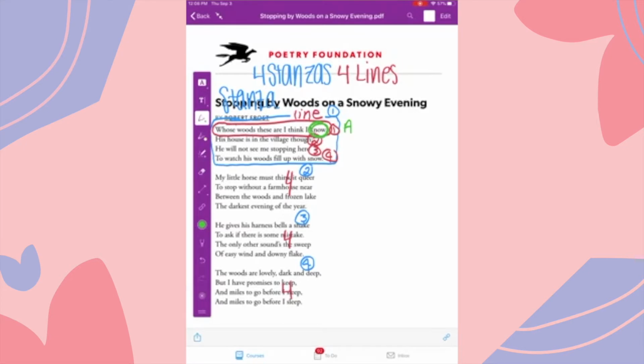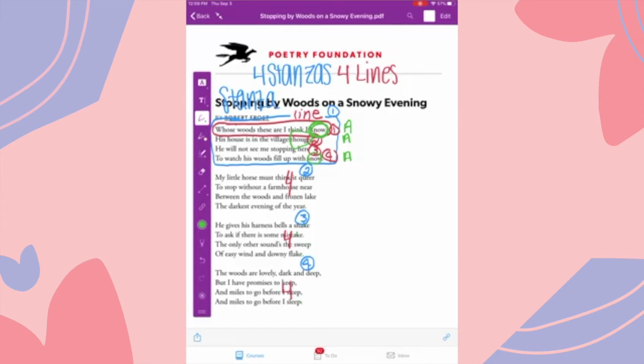So we're looking for words that rhyme with no. No, though, yes, that'll be an A. No, here, well that doesn't rhyme. No, snow, yep, put an A. No, queer, near, lake, year, shake, mistake, sweep, flake, deep, keep, sleep, sleep. Nope. All right, so our A's are going to be line 1, 2, and 4.